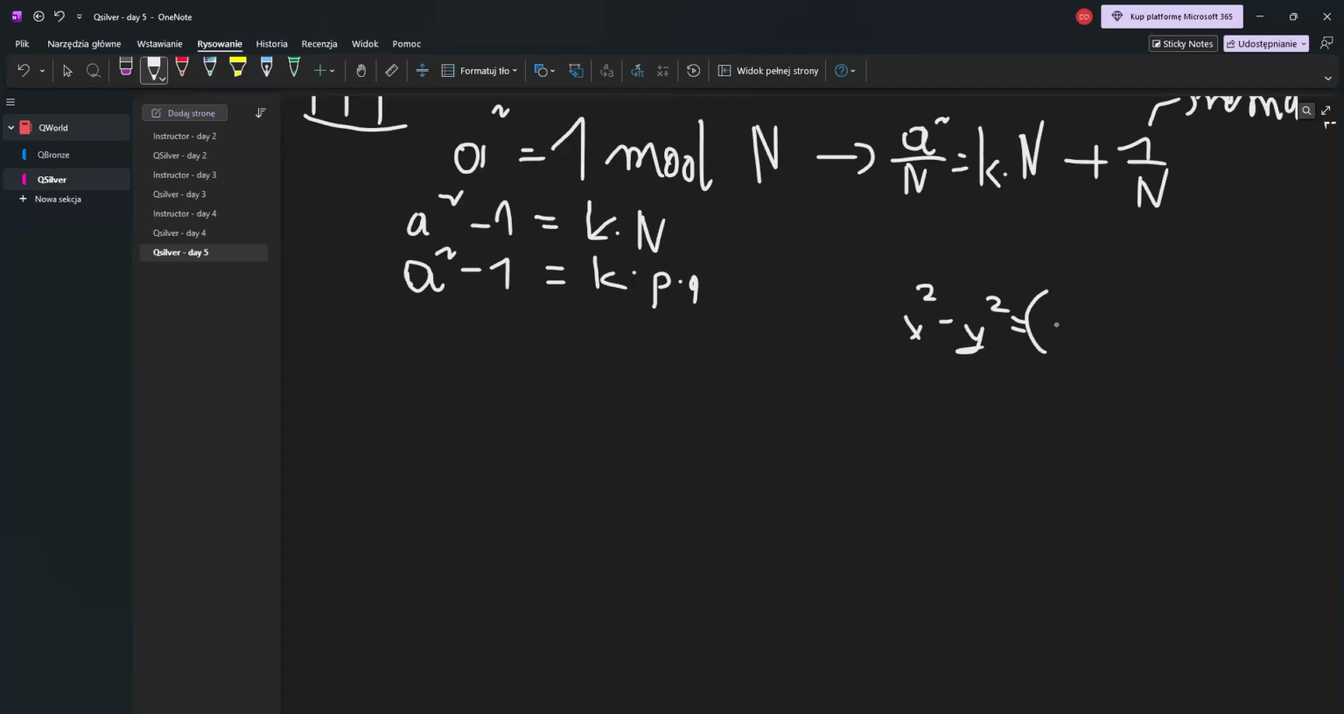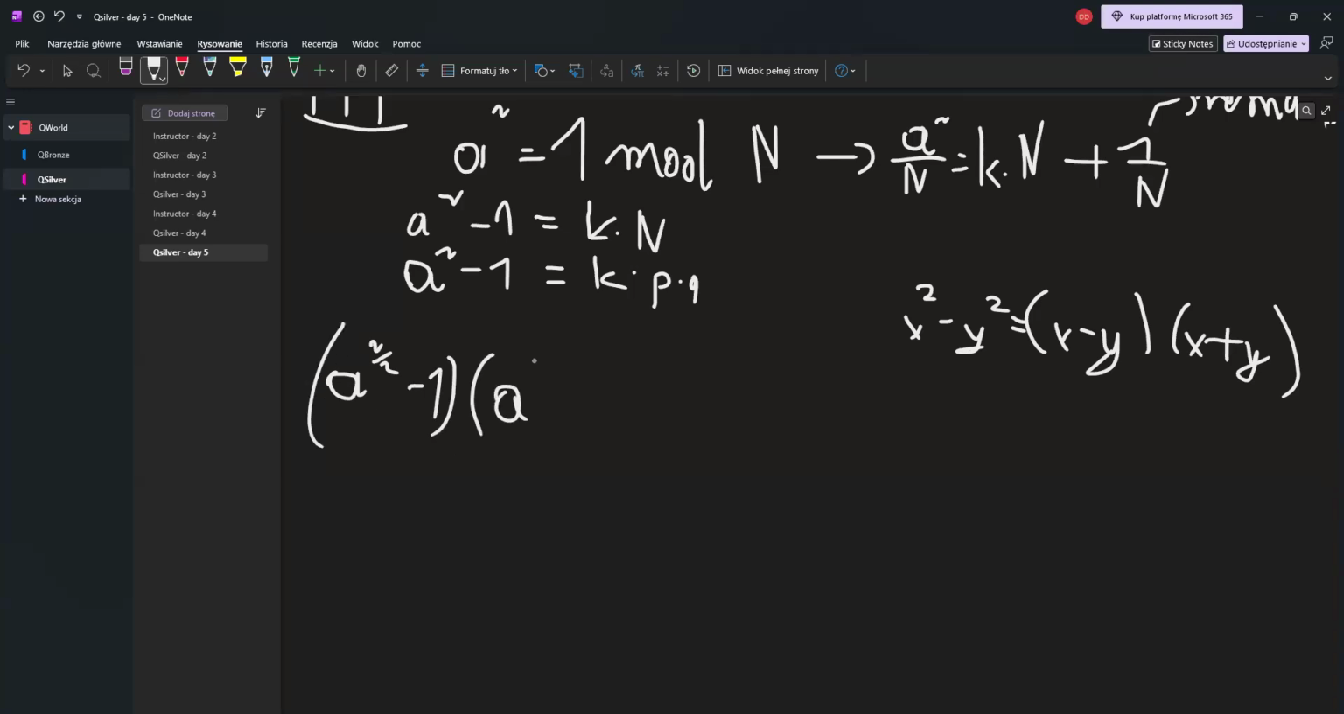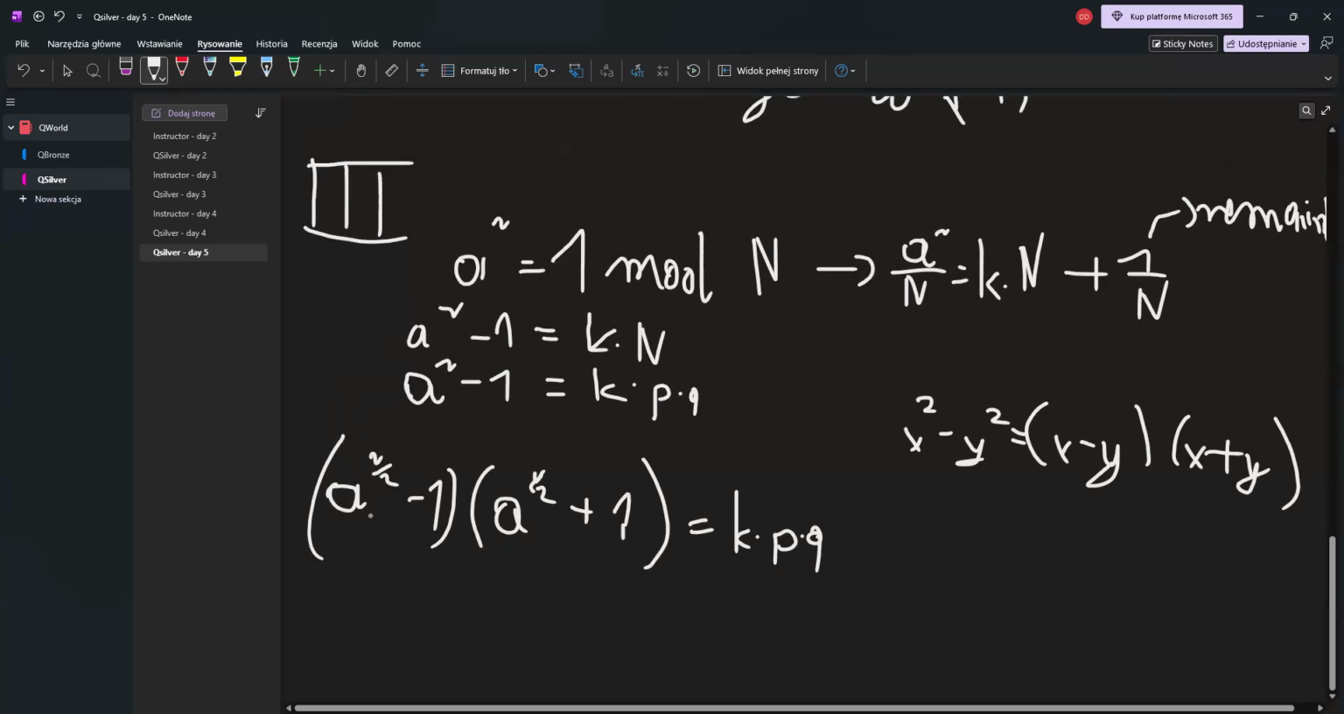x and y. Yes, x minus y, x plus y. Yes. And now we can express this in the following way. Minus 1 and a to the power of r divided by 2 plus 1 is equal to q. So this part also answers the question why r must be even.